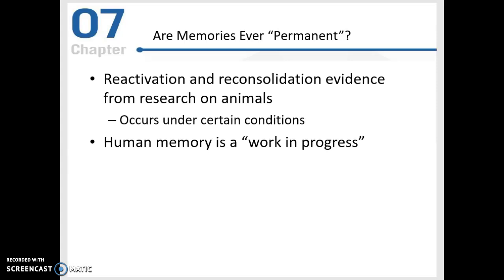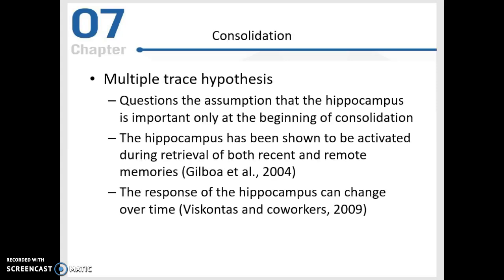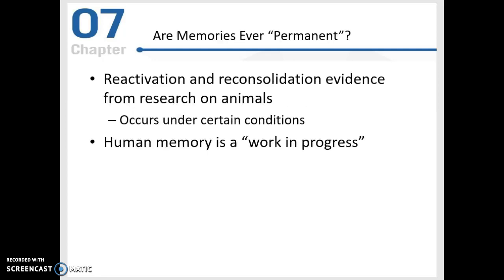So we are still really, you can look at this slide one more time. 2004 and 2009 are not that long ago when we're considering the last 100 years of this research. So it is very much still a work in progress to learn about the human memory. And in our next section, we're going to talk about everyday memory and some of the errors in memory that we make.